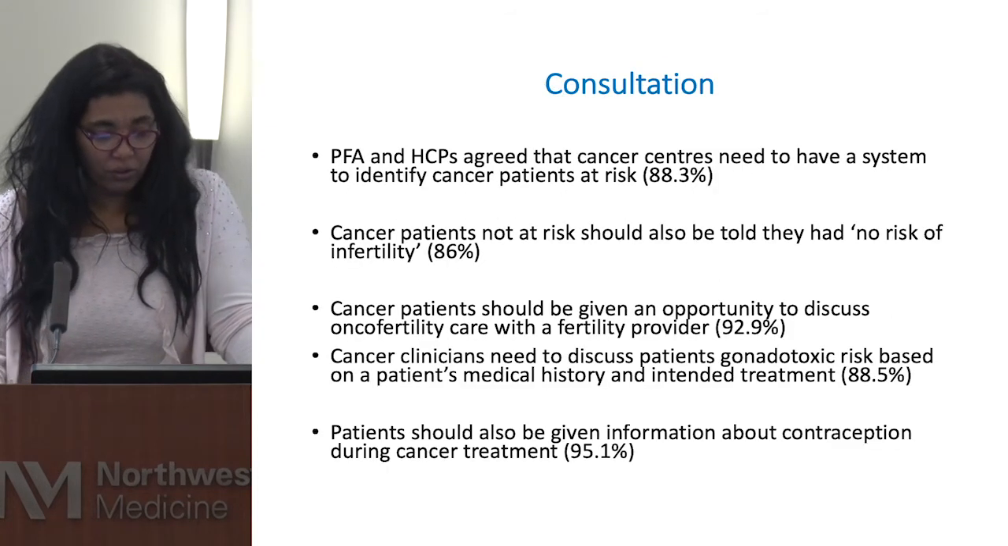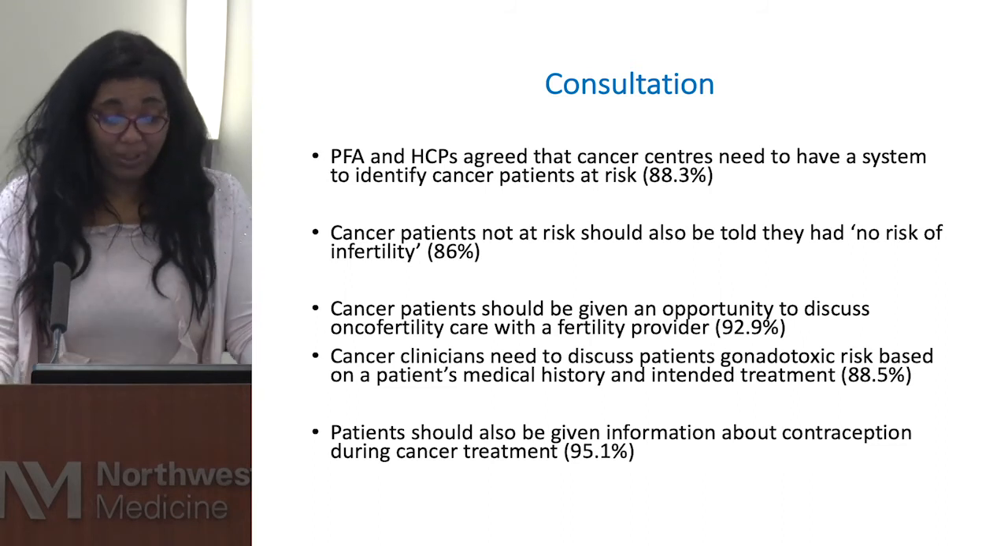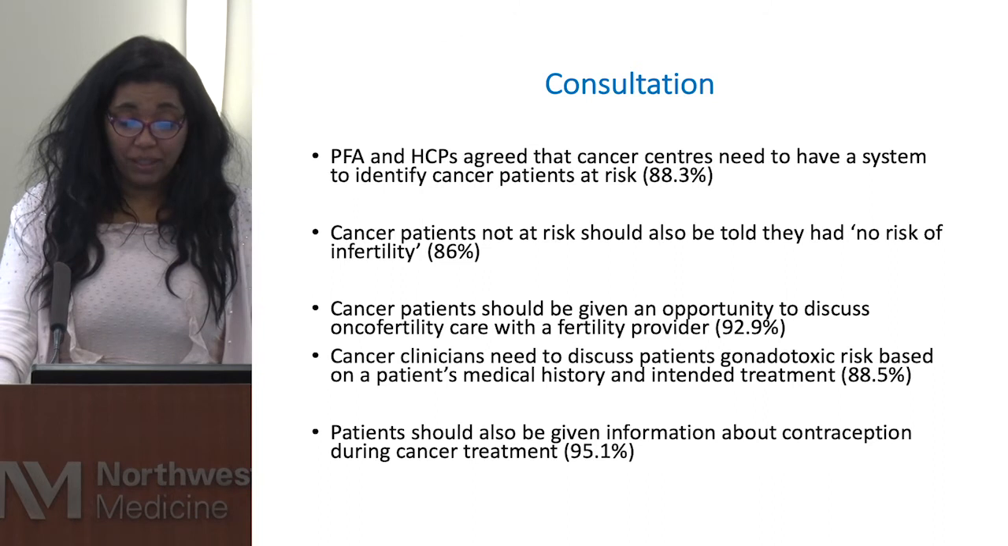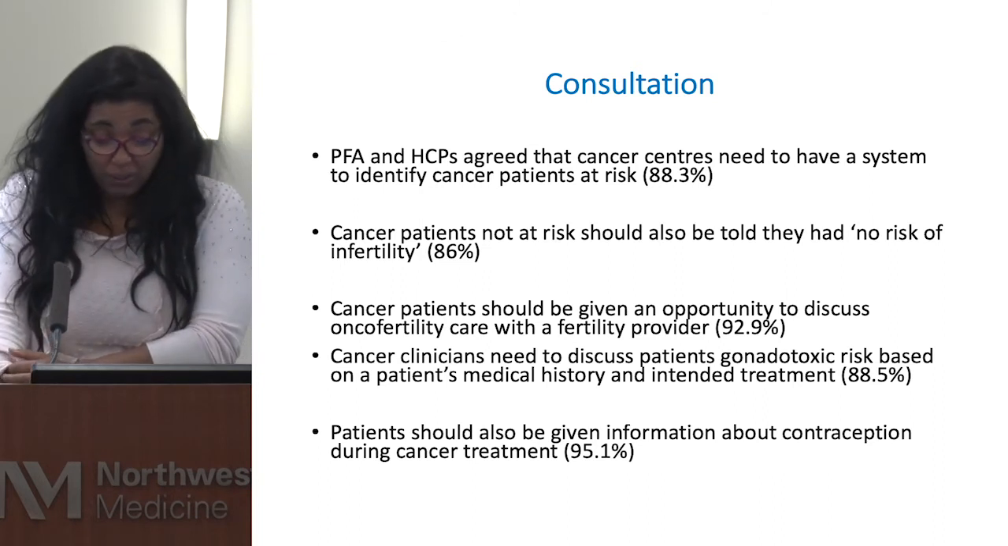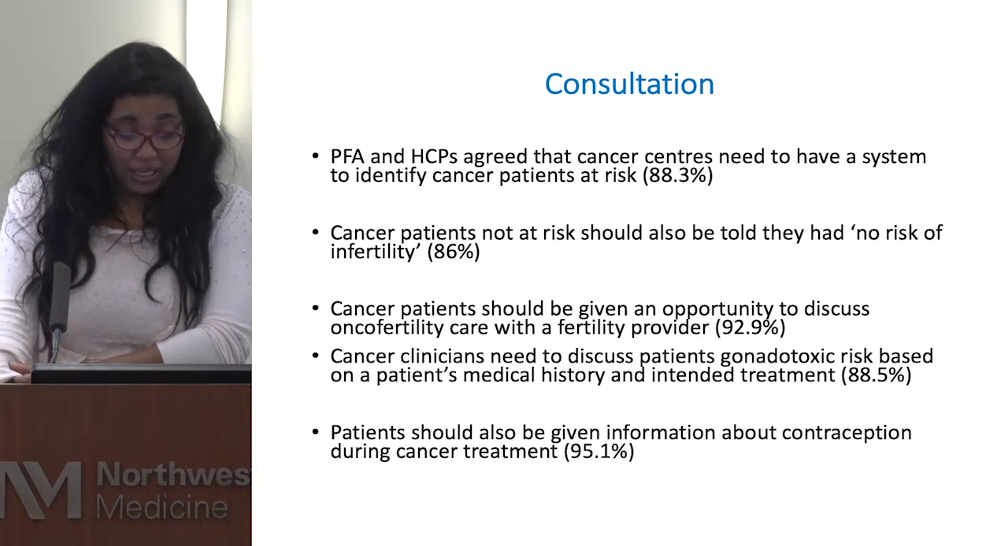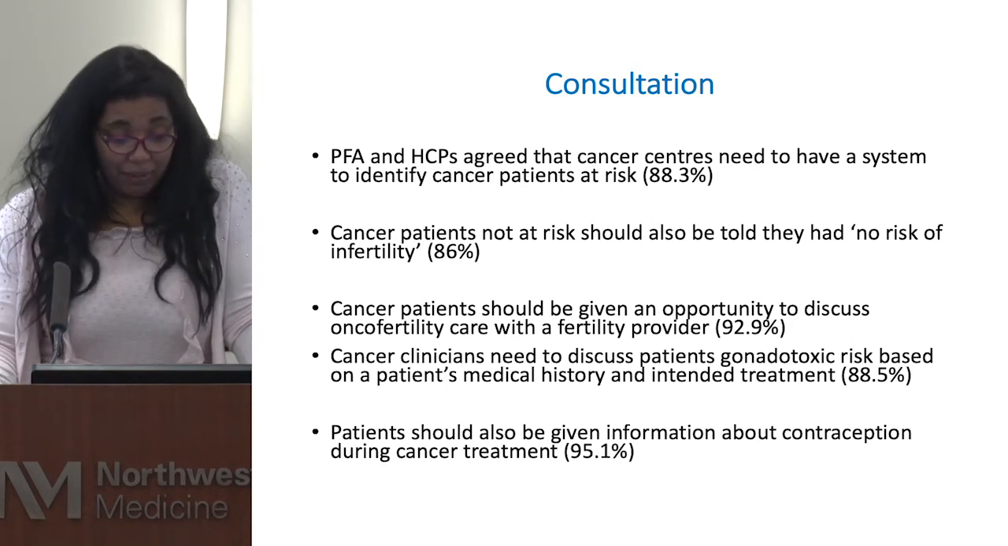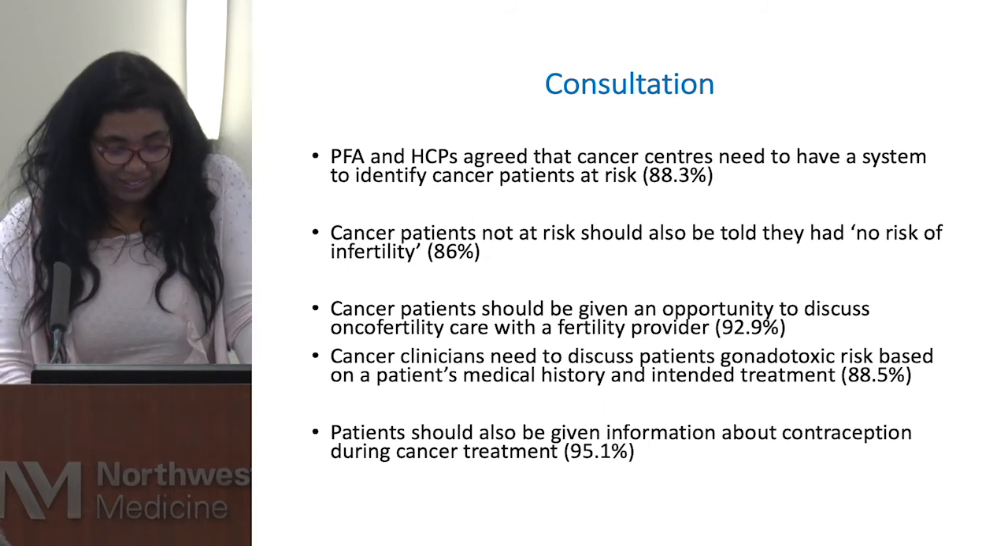In terms of consultation, there needed to be a system to identify cancer patients at risk, that cancer patients not at risk should be told that there is no risk of infertility, patients should be given an opportunity to see a fertility provider, and cancer clinicians needed to discuss the risk as well as the medical history.